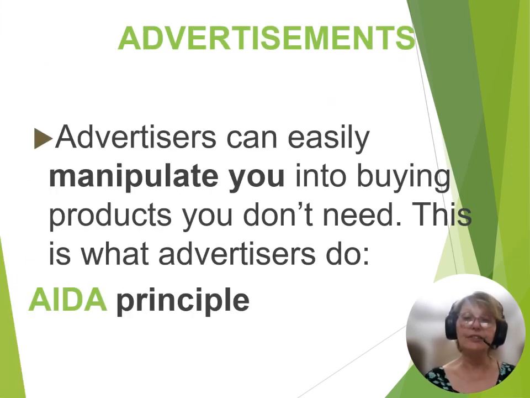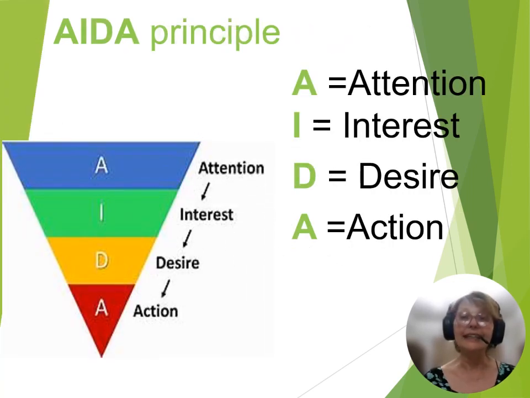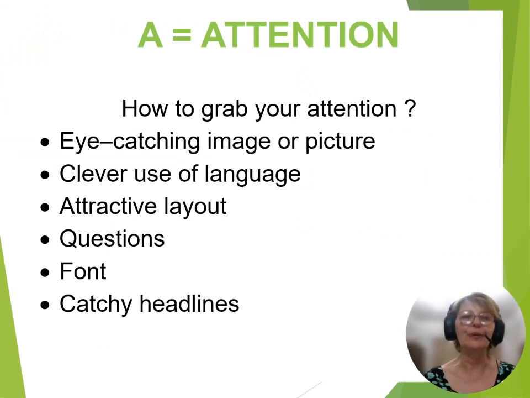So what an advertiser will do is they will try and manipulate you into buying products that you don't necessarily need. And what they do is they use something called the AIDA principle. Now, the AIDA principle stands for the acronym AIDA, and each of these letters means something. It's attention, interest, desire, and action. And we're going to look at exactly how this falls into place. So let's take a look.